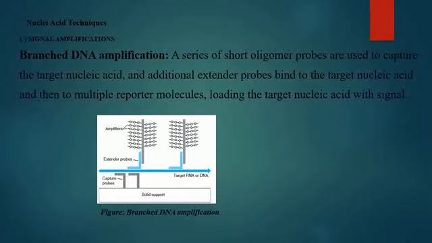Now, in the branch DNA amplification, a series of short oligomer probes are used to capture the target nucleic acid. We first capture the target nucleic acid. Just look at the drawing. Look at this portion. See capture probes. So these are short oligomer probes and are used to capture the target nucleic acid.